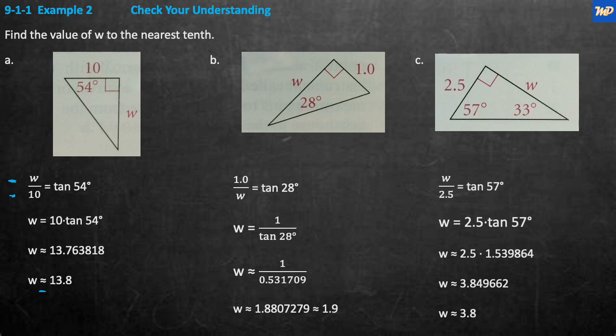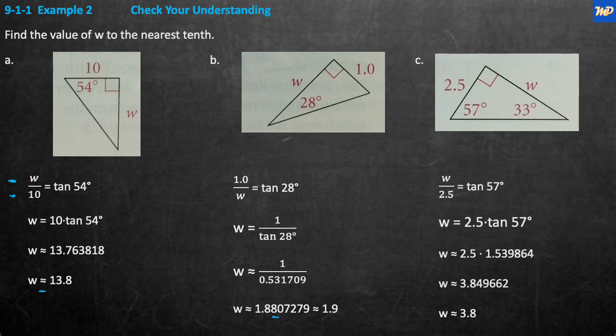So approximately, when we calculate the tan of 28 degrees, we get 0.531709. And so 1 divided by 0.531709, you get W is equal to 1.88072779. And if you round it to the tenth, that ends up being 1.9, because it's 1.88, the second digit there is an 8, so we round up to 9.